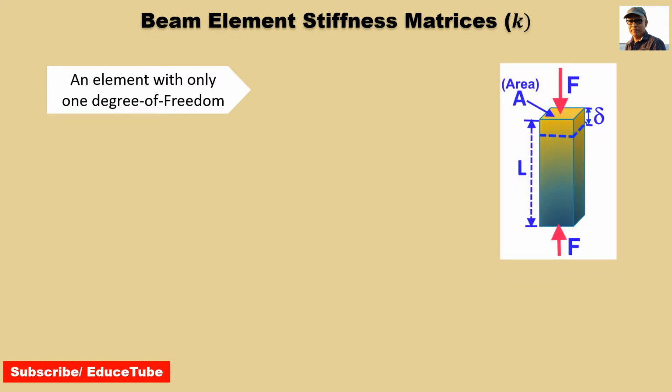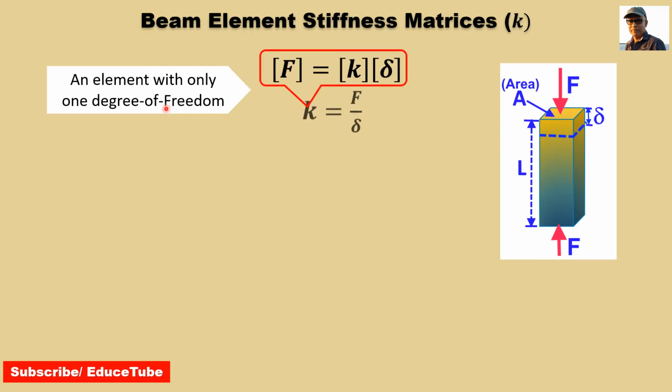Here I am considering an element with only 1 degree of freedom, and the matrix and vectors can be written, say, as this one. Also it can be rewritten as this: K equal to F by delta, or F over delta. And this equation would lead us to a definition of stiffness.